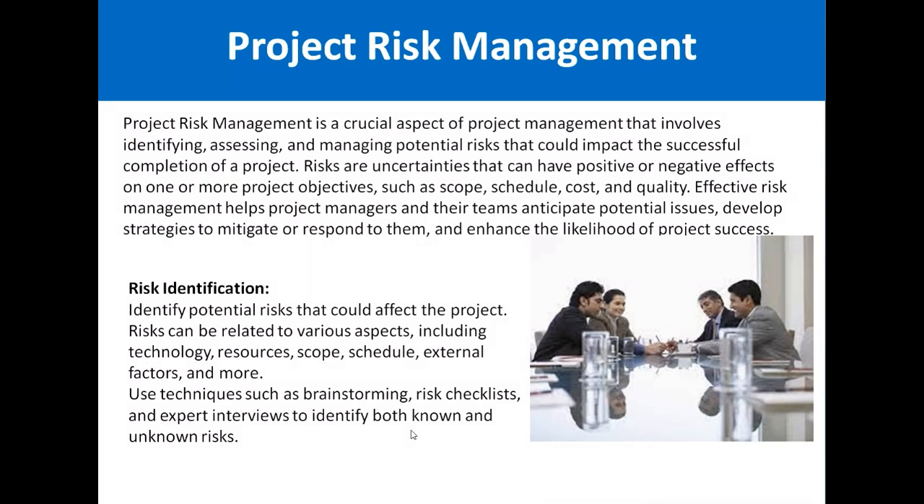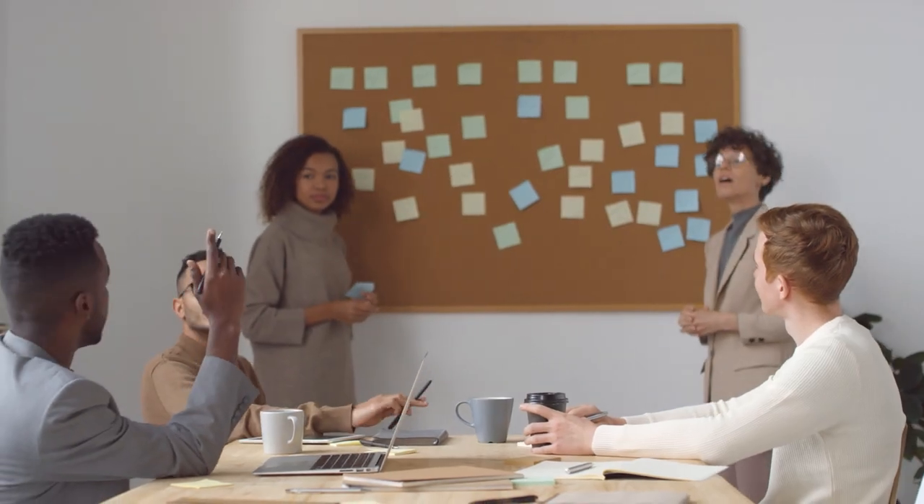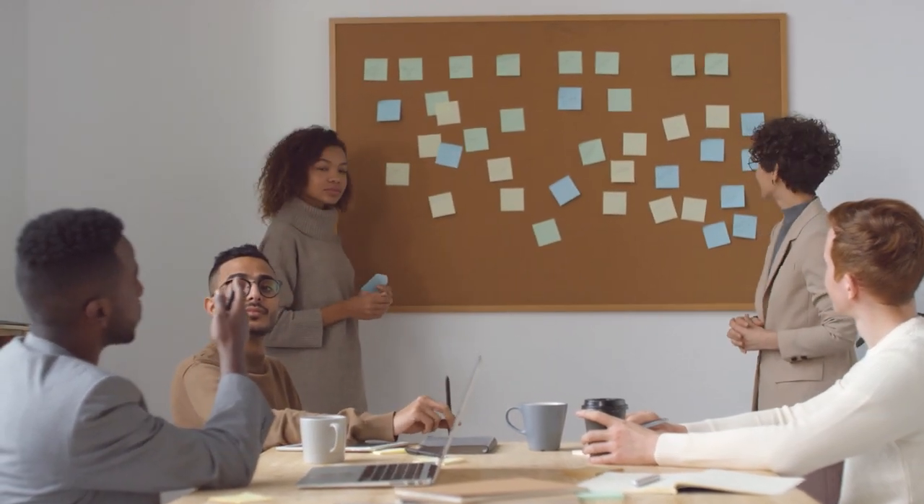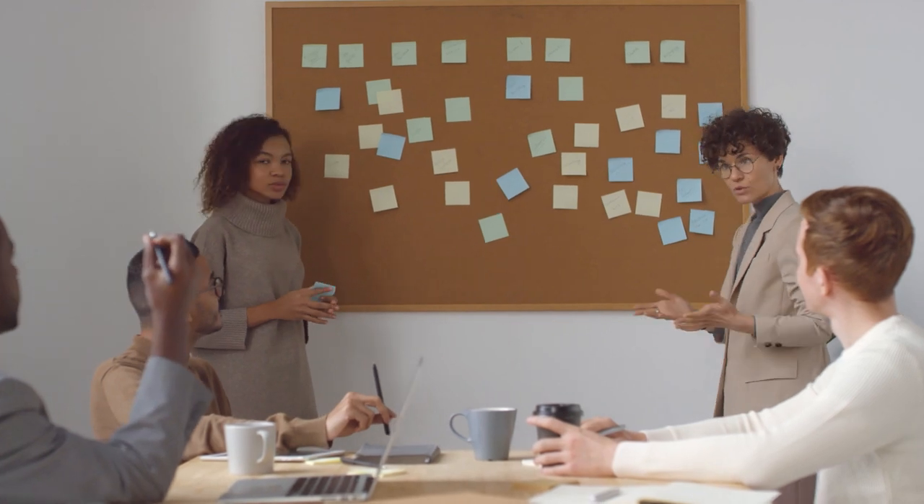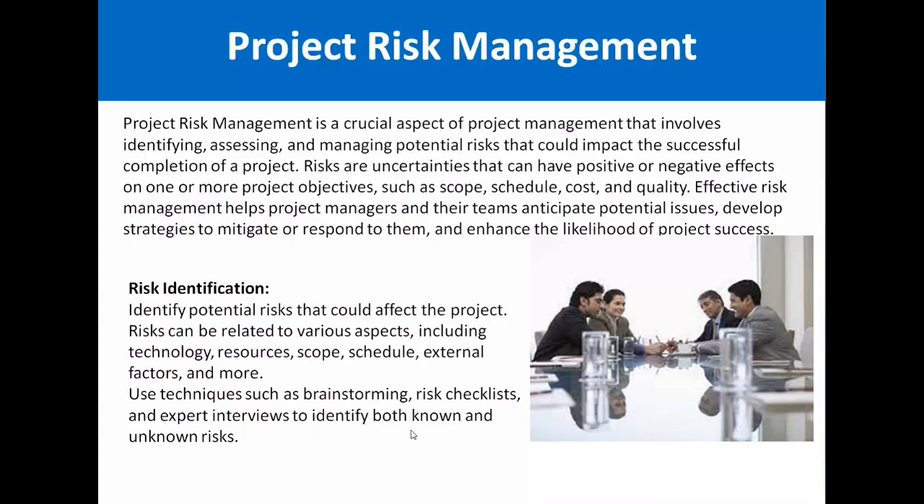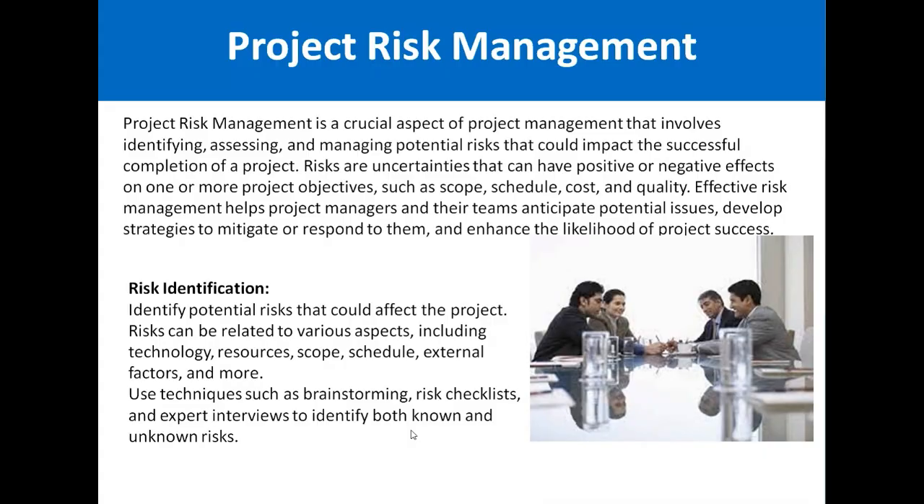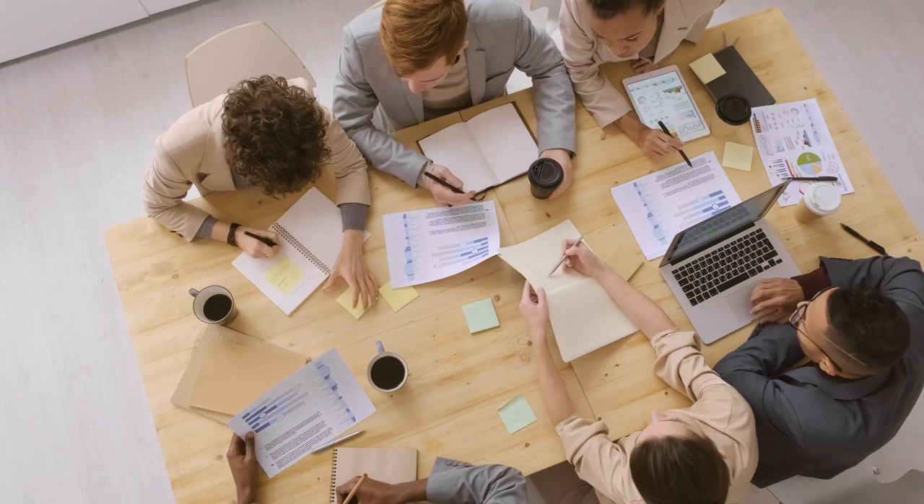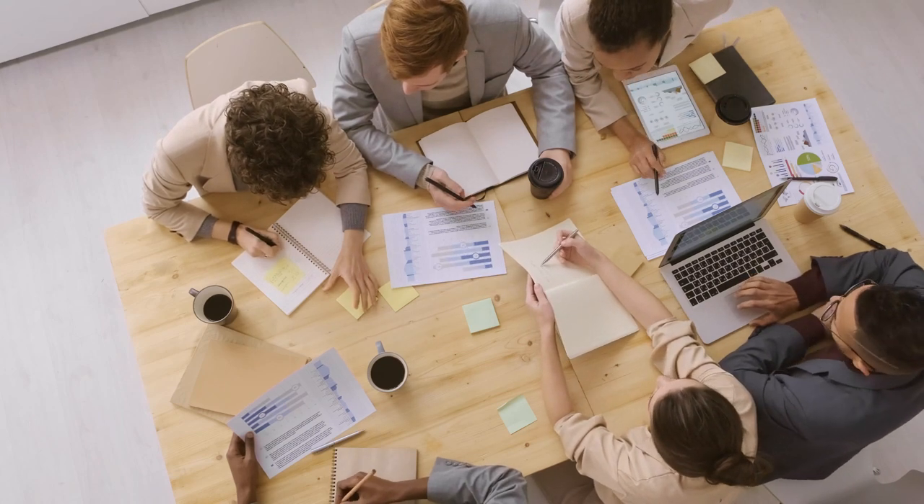Different techniques we can use to identify the risk, for example brainstorming, risk checklists and expert interviews, to identify both known and unknown risks. It's a very interesting thing that many times, if you have experience from previous projects, you already know that there are some risks. For example, you know that your team is not well trained on the new technology, so this is an already known risk. There could be some unknown risks as well. For example, you are deploying a release on production and you don't know what will happen when you deploy it.